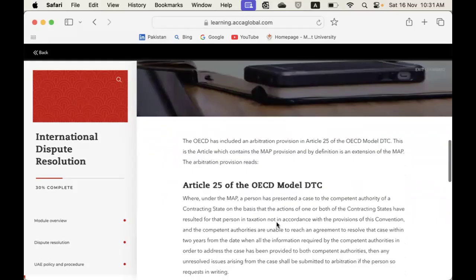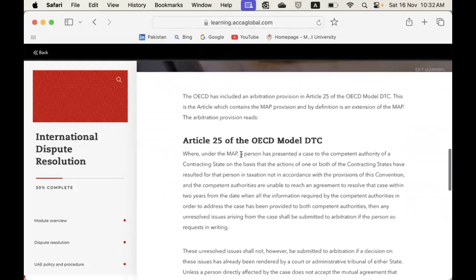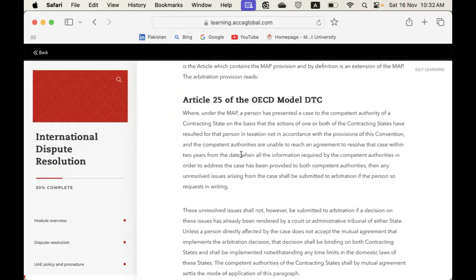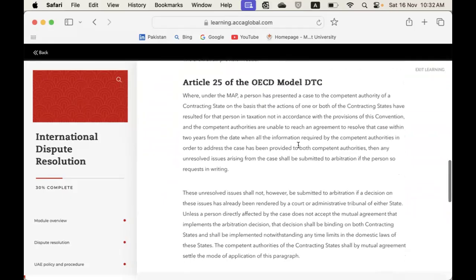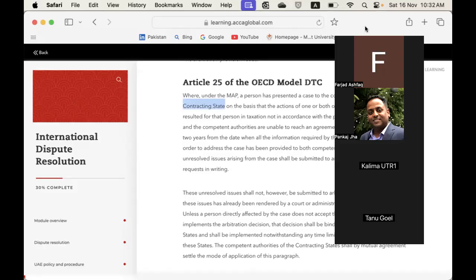OECD Model Tax Convention. Let's see. Article 25 of the OECD Model Double Tax Convention, where under the MAP, a person has presented a case to the competent authority of a contracting state. So, can somebody tell me where did we read this word contracting state earlier on, just for recall purposes? Anybody? It's in DTAs actually, when we did double taxation treaties. Correct. So, Kalima, do you remember what is this contracting state?